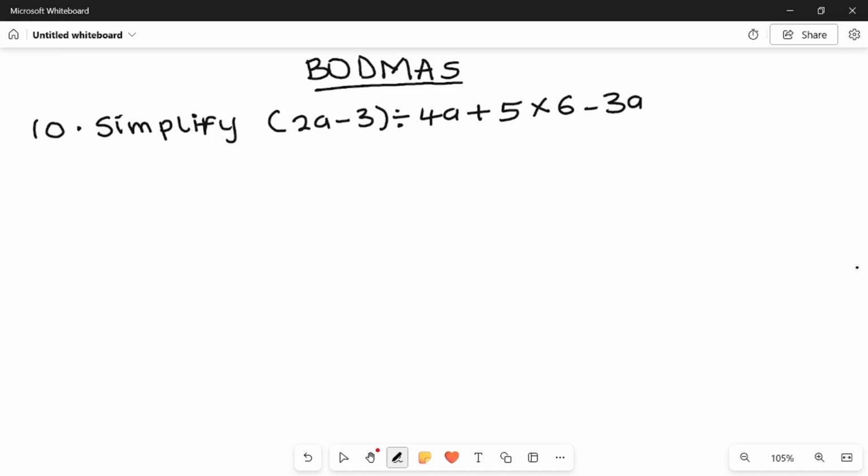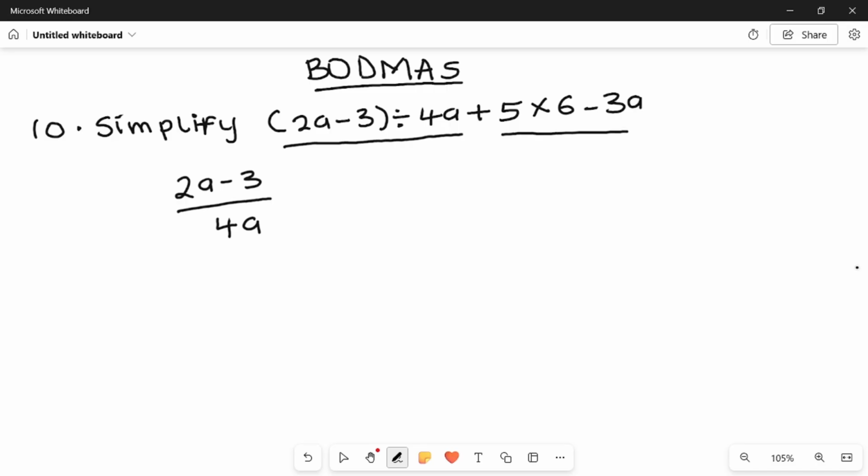So let's go. 2a minus 3, the both of them are not similar because here a is attached to 2, but with 3 there is no other letter attached to it, so you cannot simplify it further. So we'll leave it like this. Now the next thing we'll focus on is this division sign. So we can rewrite this question as 2a minus 3 divided by 4a, right? We're taking this part out first. So we'll be left with this other part.